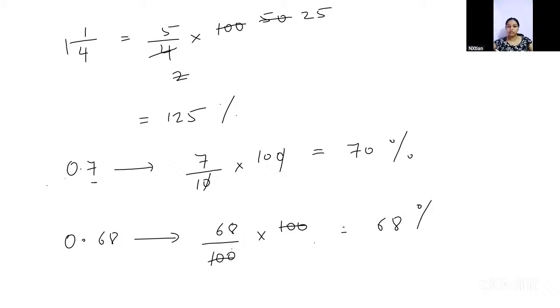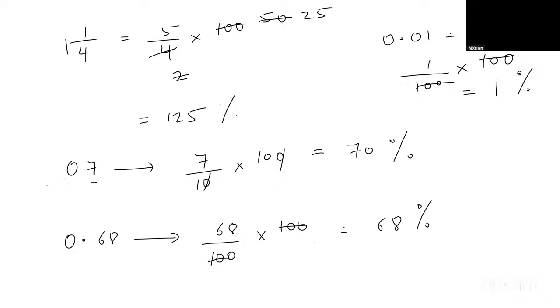Ma'am, if it was 0.01, it would have been 1%, right, ma'am? Yes, Abraham. If it would have been 0.01, then we would do 1 upon 100 into 100, cancelling 100, and it would give us 1%. Yes, that is correct.